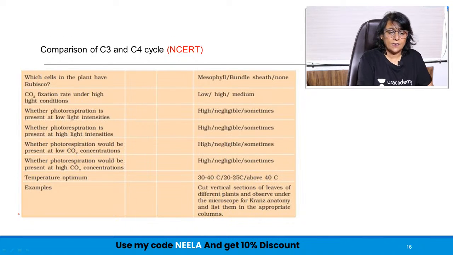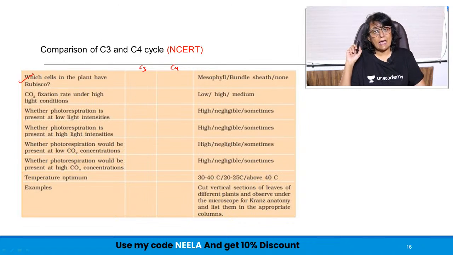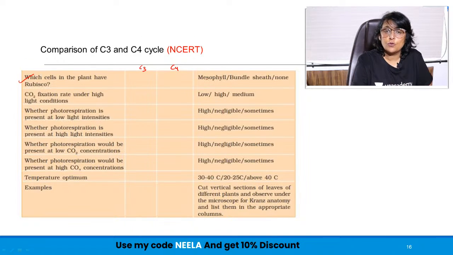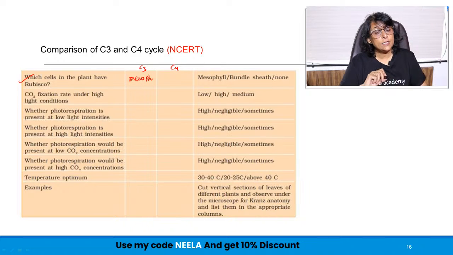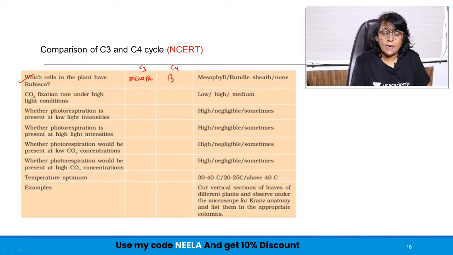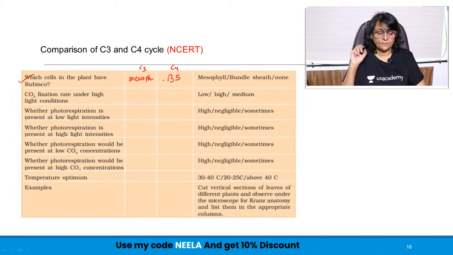Which cells? This is for C3 plants and this column is for C4 plants. Which cells in the plants have rubisco? In C3, these are mesophyll cells, and in C4, rubisco is present in bundle sheath cells.